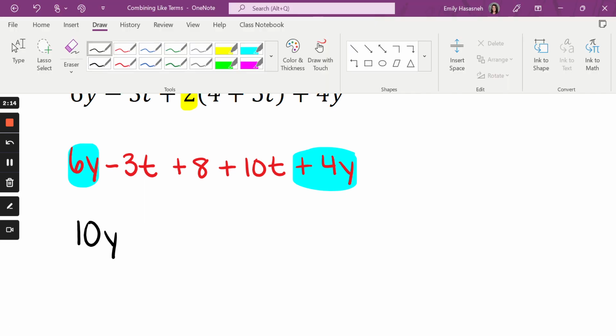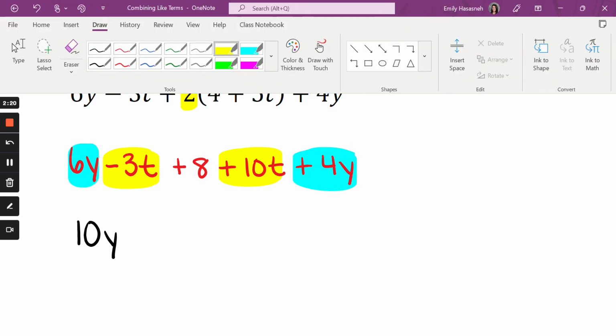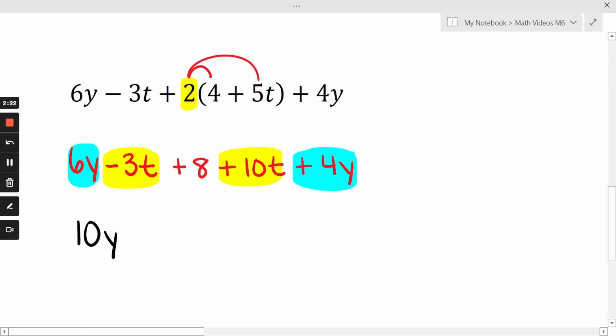I also have some t's that I can combine. I have negative 3t plus 10t's, and be careful with your negatives. That should get me 7t. And I also have 8 left over, and there's nothing to combine with that, no whole numbers, so I just put it on, and that is my simplified expression.